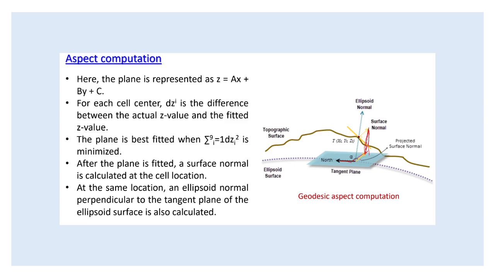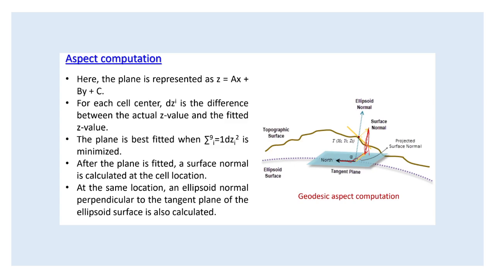So that is the surface normal. After the plane is fitted, a surface normal is calculated at the cell location. At the same location, an ellipsoid normal perpendicular to the tangent plane of the ellipsoid surface is also calculated. This is the tangent plane, this blue one.